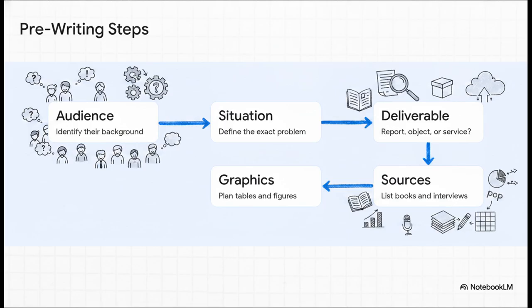Fourth, information sources. Where are you getting your facts? List out your books, your interviews. And fifth, graphics. Plan out what tables and charts you'll need to make your data really pop. Following this checklist ensures your proposal is perfectly tailored to your audience right from the very first sentence.